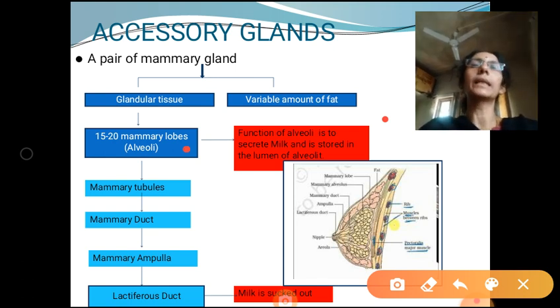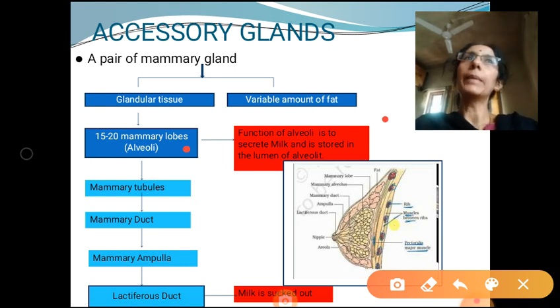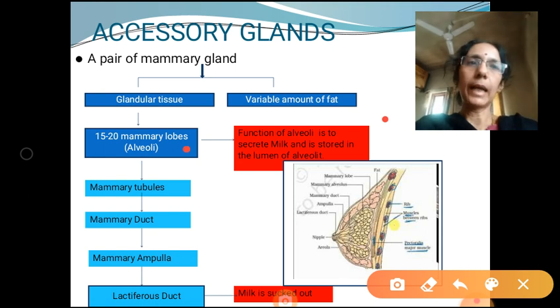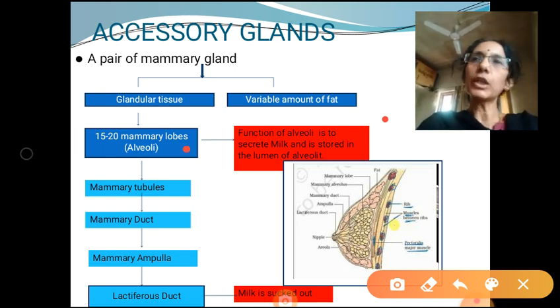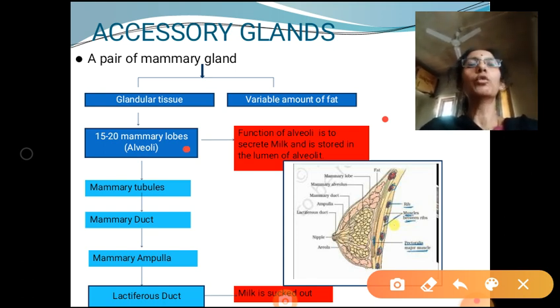So the mammary gland is made up of glandular tissue and fat content. Each mammary gland consists of 15 to 20 mammary lobes that have a special type of cell called alveoli. Its function is to secrete and store the milk in the lumen of the alveoli.